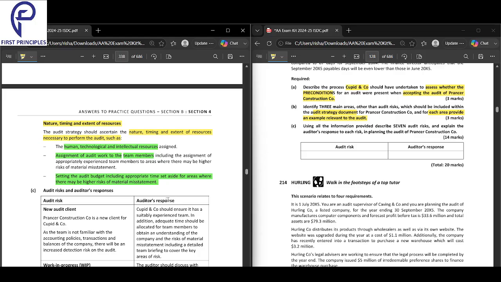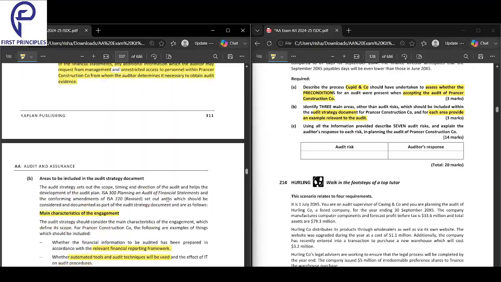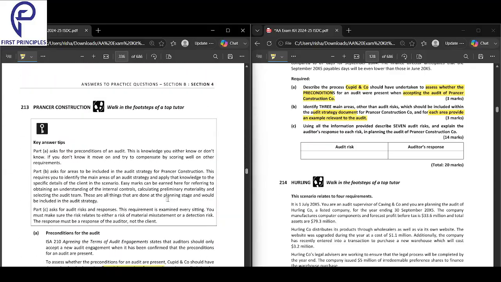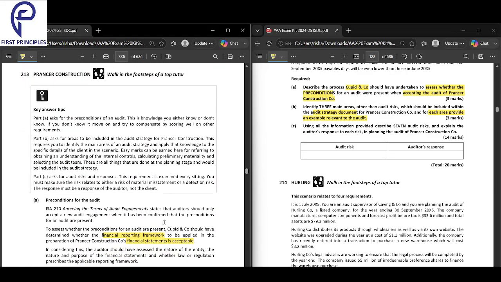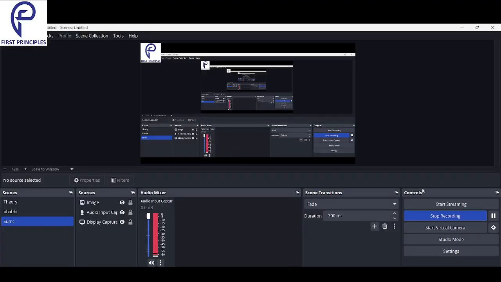Then setting the audit budget, including appropriate time set aside for areas where there may be a higher risk of material misstatement. So this is the nature, timing, and extent of resources with regard to Prancer Construction. Okay, so here we have finished the first part.